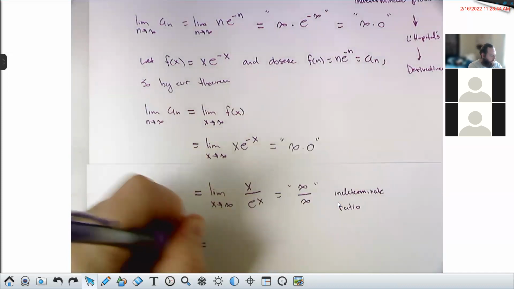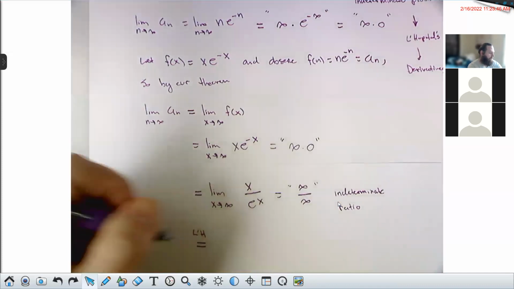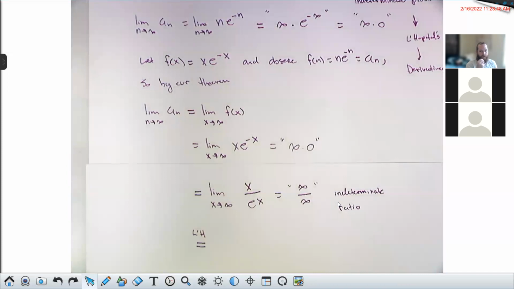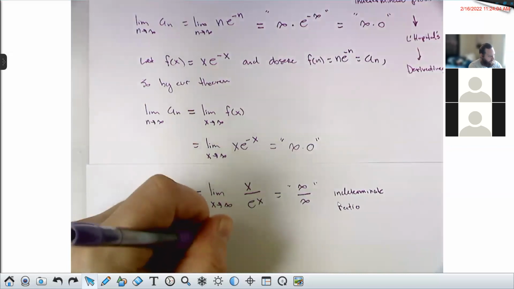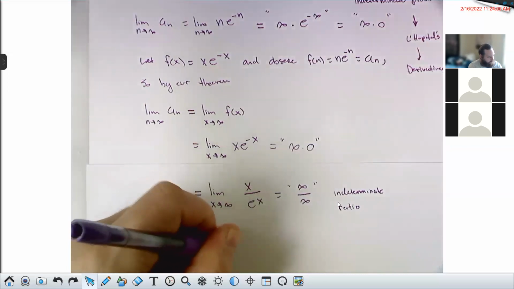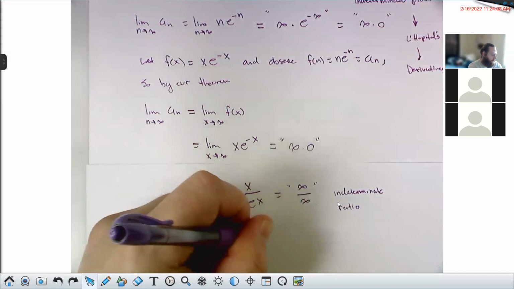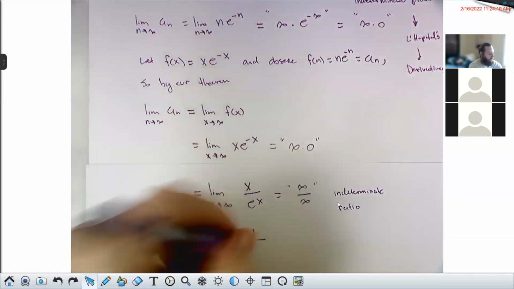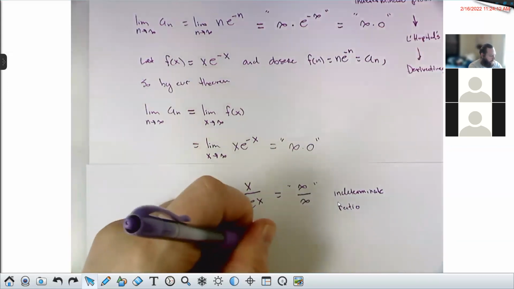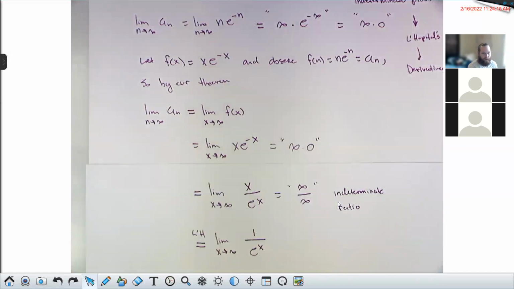And what L'Hopital's rule says is that if you have an indeterminate ratio, an expression limit where the top and bottom are both going to infinity, or the top and bottom are both going to 0, and the top and bottom are both differentiable functions, then you can take the derivative of the top, which in this case would be 1, and take the derivative of the bottom, which in this case would be e to the x, and try again.